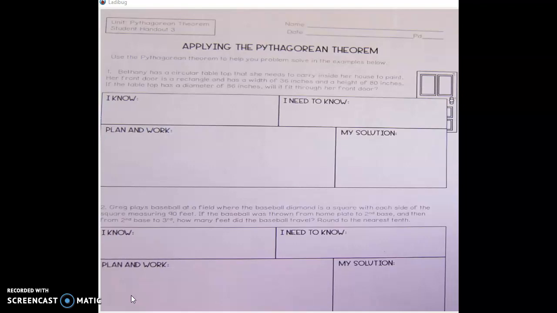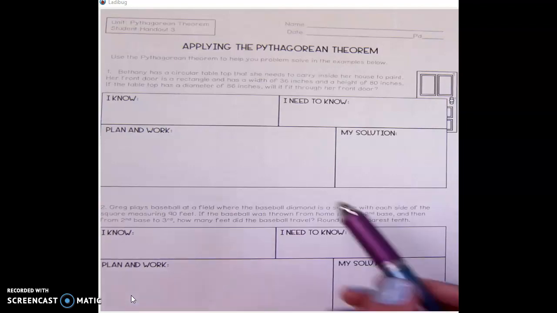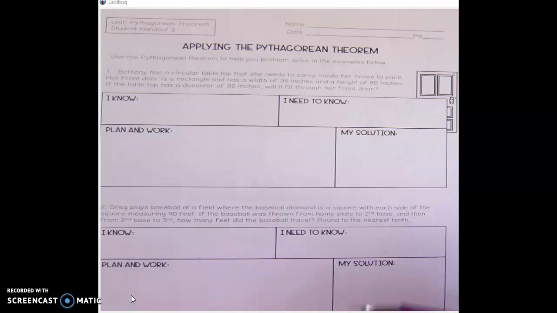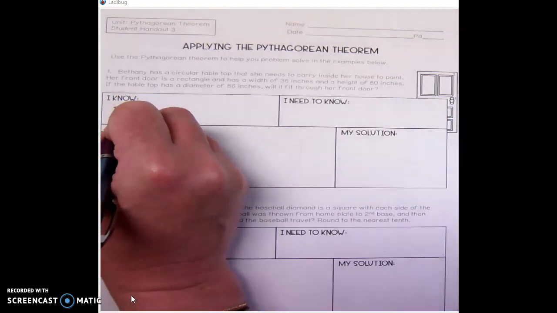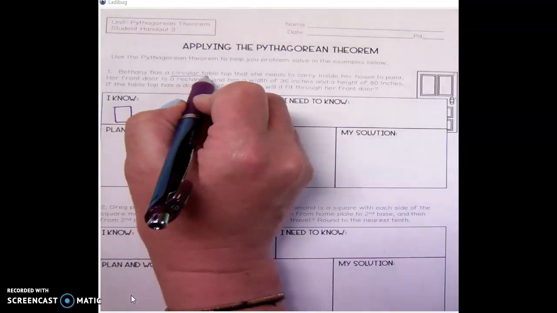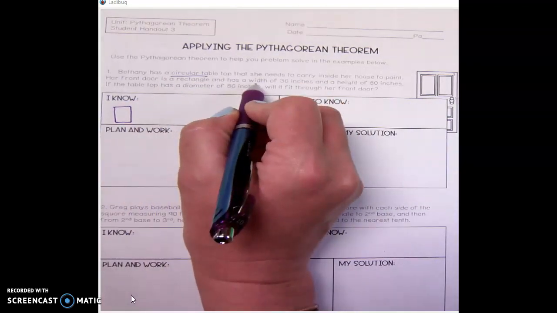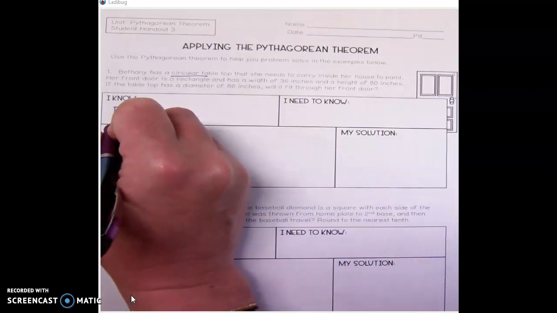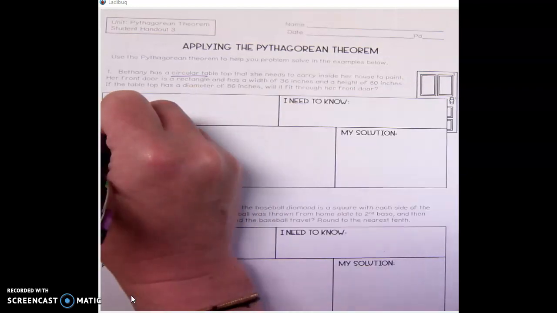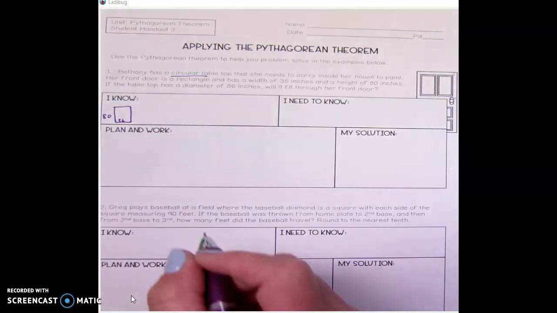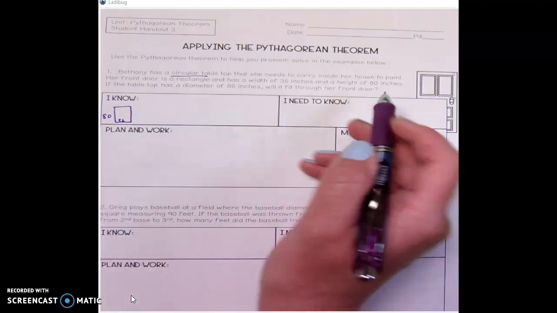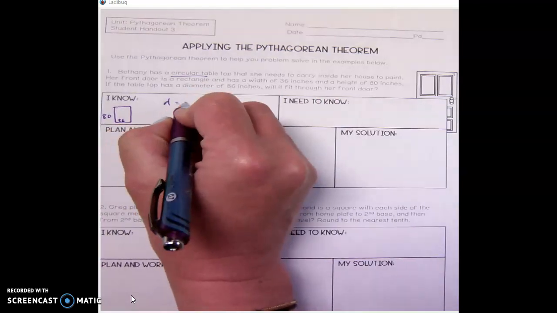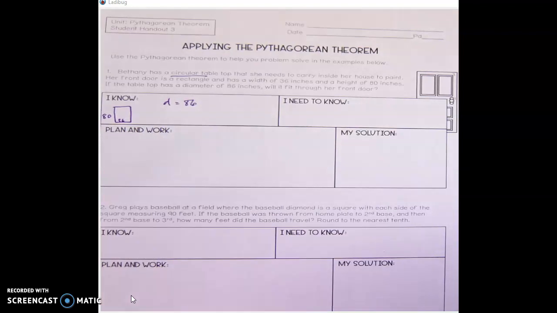First question, we have Bethany, who has a circular table that she needs to carry inside of her house to paint. Her front door is a rectangle and has a width of... I'm going to go ahead and start sketching. So a circular table needs to go through a rectangular door that has a width of 36 and height of 80. Okay, those are my measurements. If the table has a diameter of 86 inches, will it fit through her front door? So diameter is 86 inches.